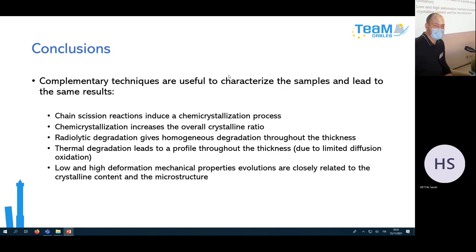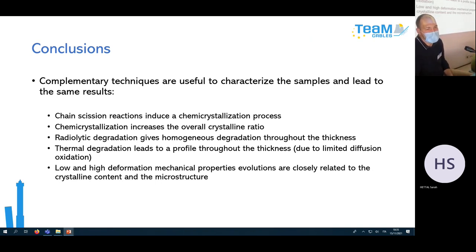So with that, I would like to conclude with my presentation. I wanted to show you that complementary techniques are very useful to characterize the sample and can lead to the same conclusion. And that's a good way to cross-check every result that we can gather with these different techniques.